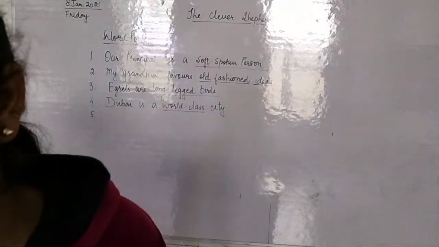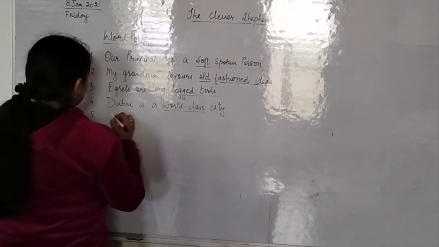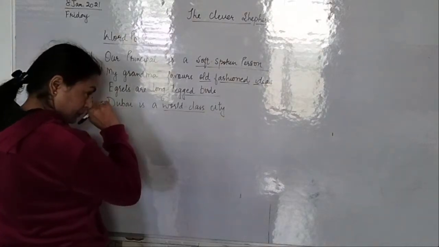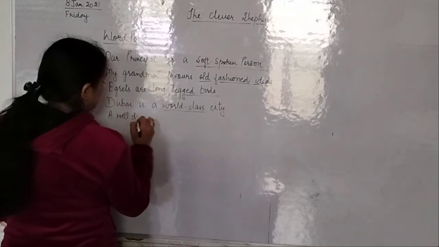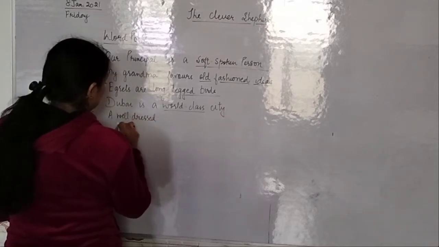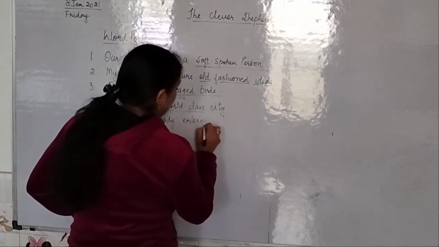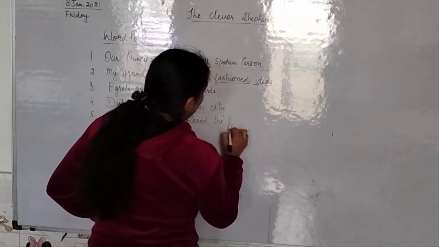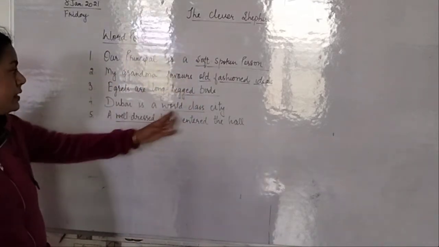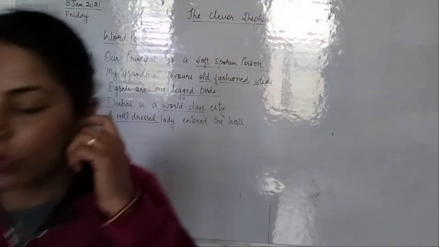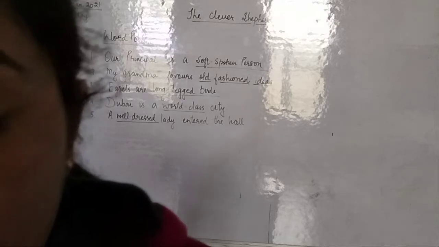Fifth is a well-dressed lady. A well-dressed lady entered the hall. Simple. So like this we have used all these phrases in sentences. So you should also learn to make sentences on your own. Okay. So now look at these sentences.